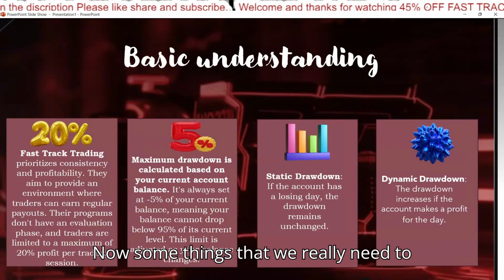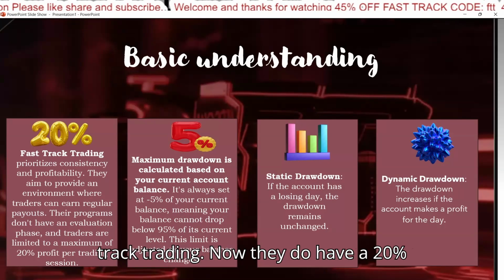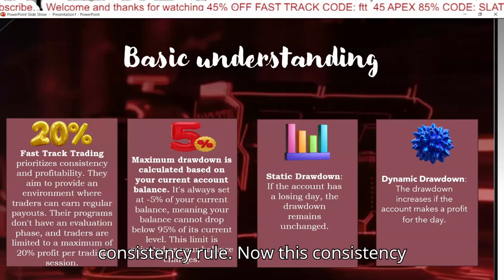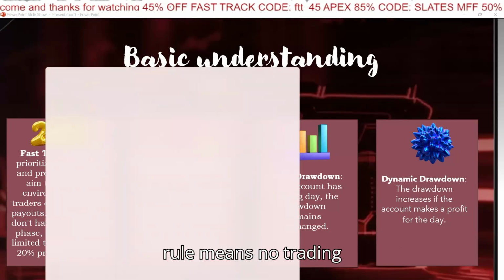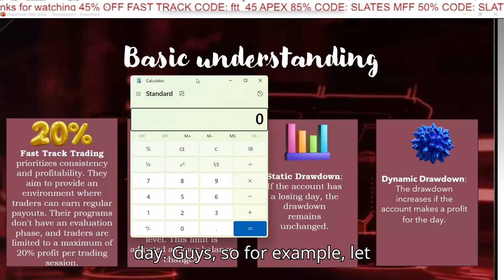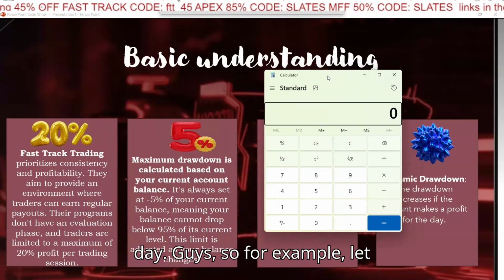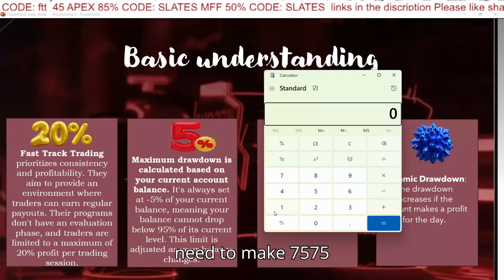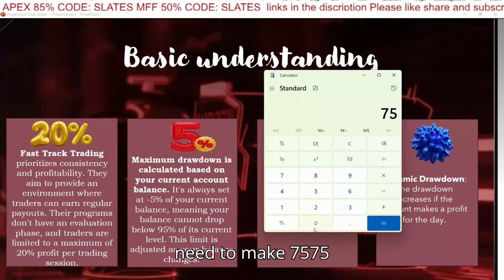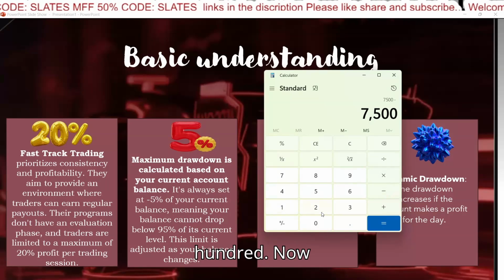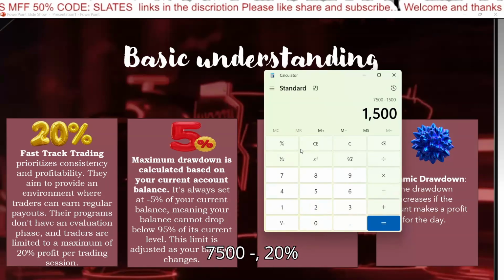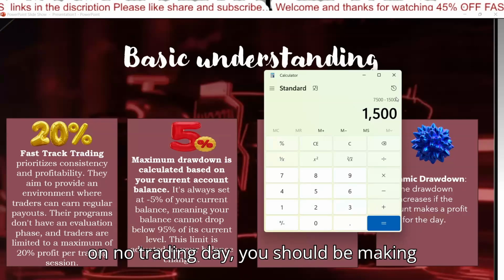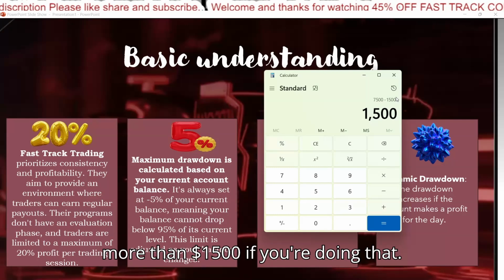Now, some things that we really need to understand once we're trading with FasTrack trading. They do have a 20% consistency rule, guys. Now, this consistency rule means no trading day, guys. So, for example, let me give you a quick math right here. For the 150K account, you need to make 7,500. Now, 7,500 times 20% is 1,500. So, guys, on no trading day should you be making more than $1,500.